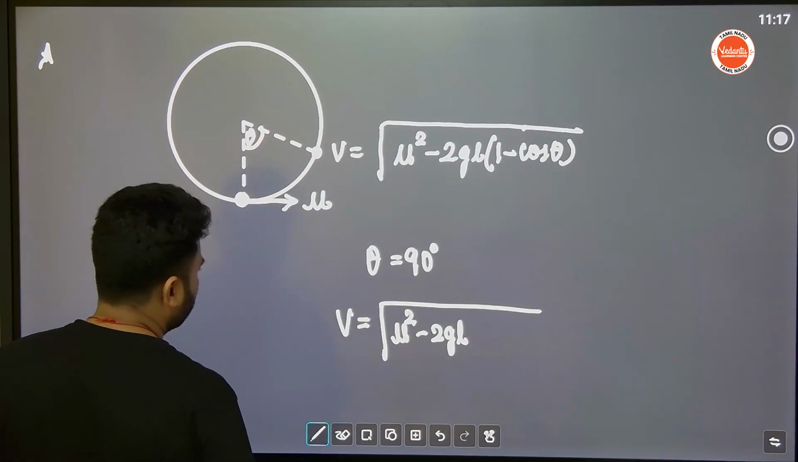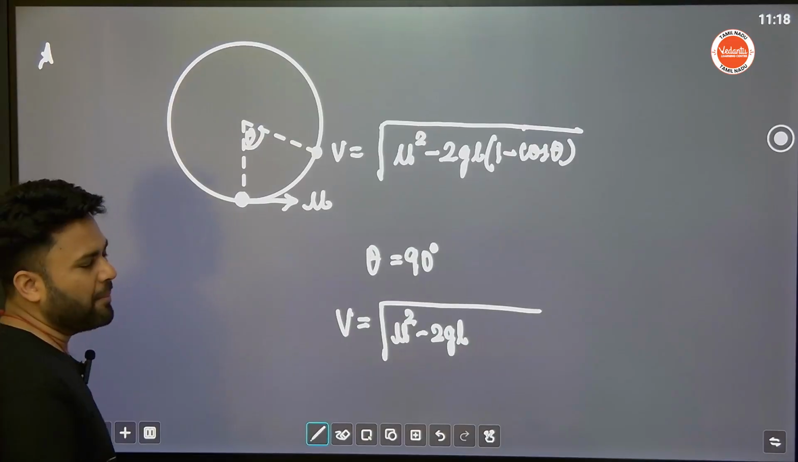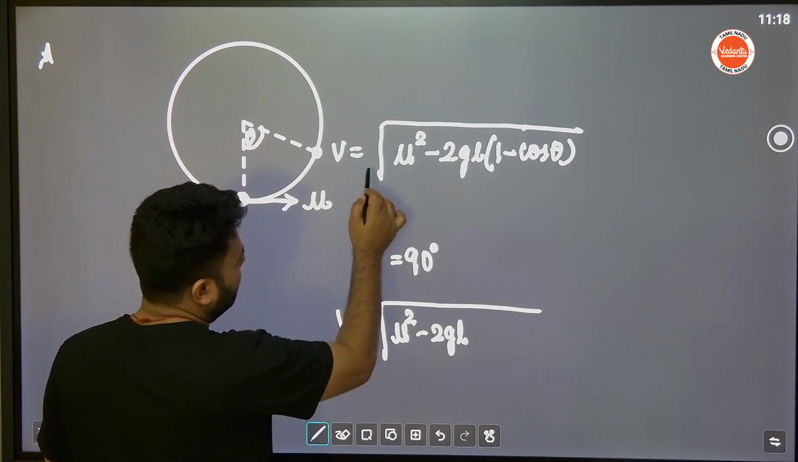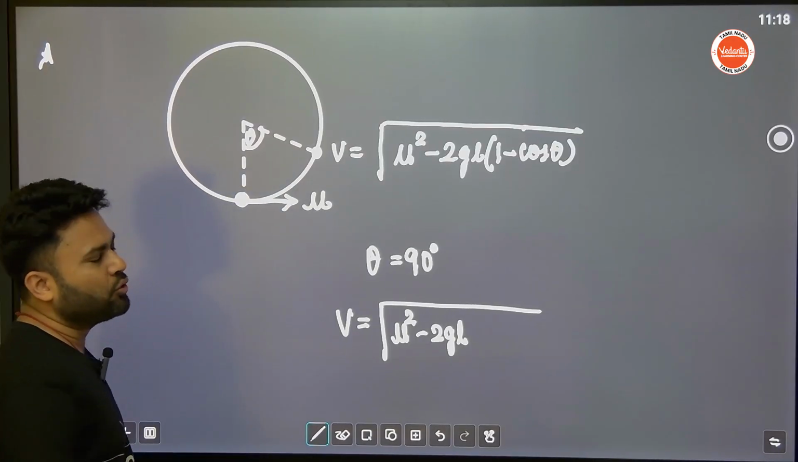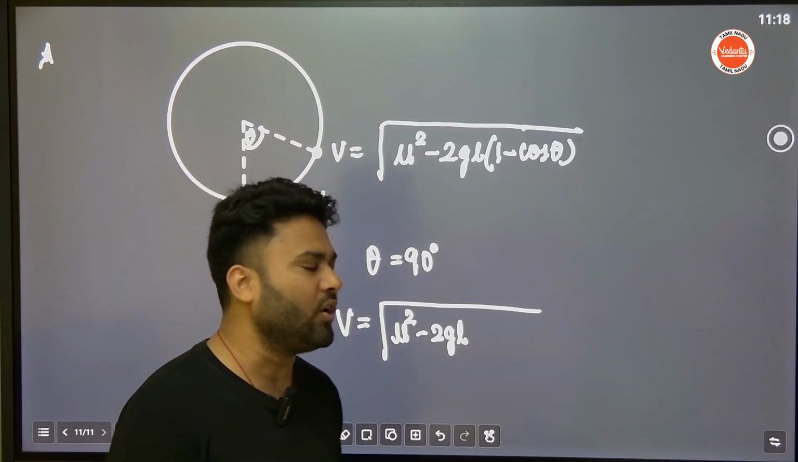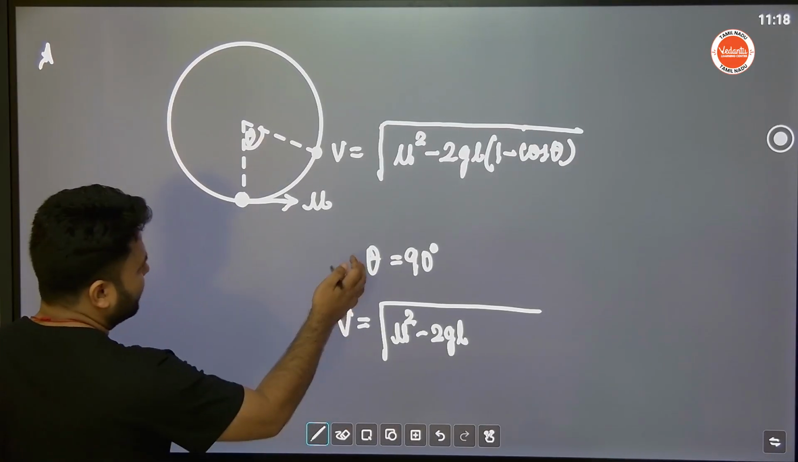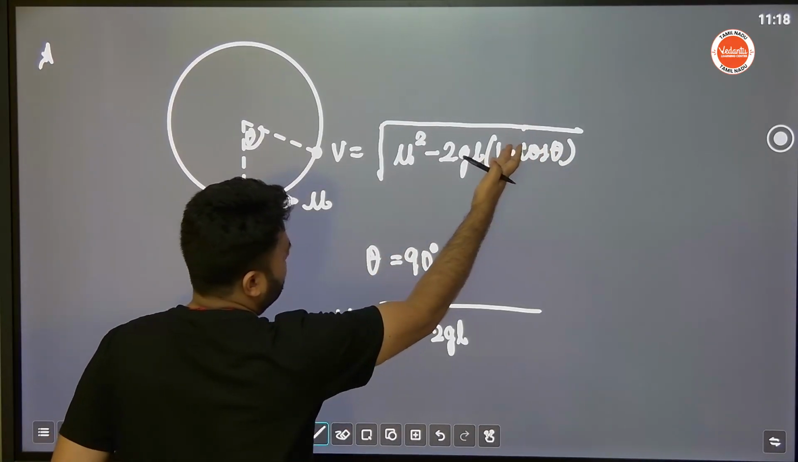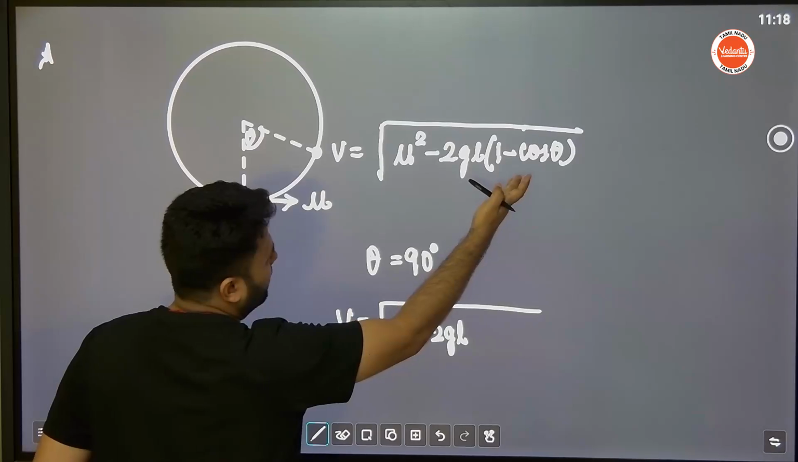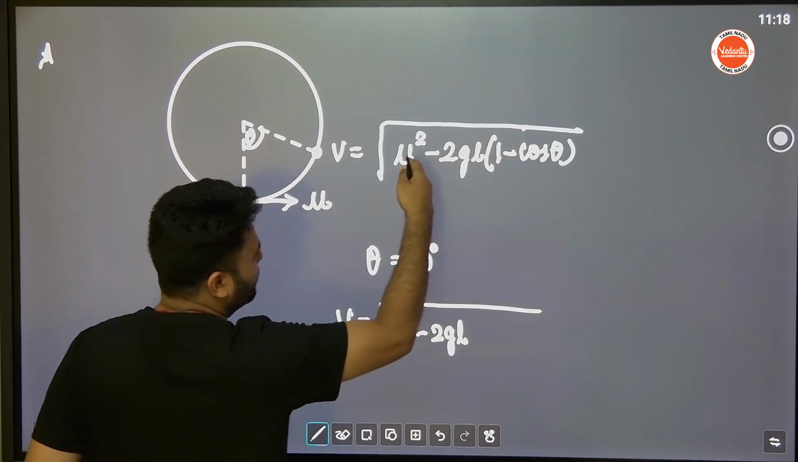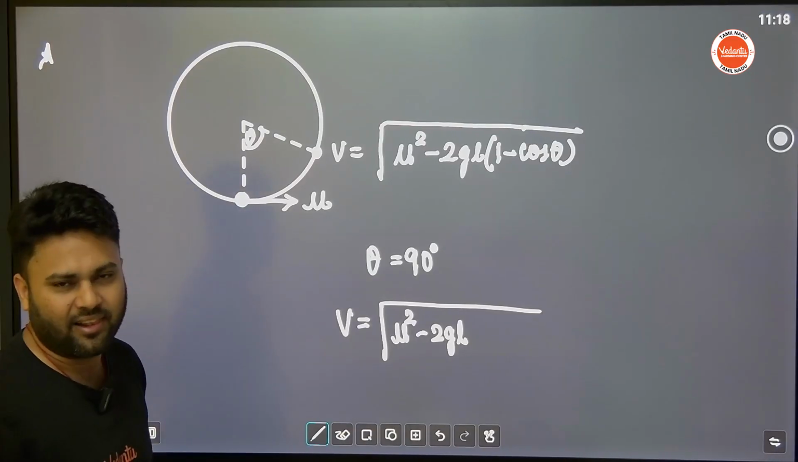Correct. So this you need to remember. The speed at any angle, v equals under root u square minus 2gl (1 minus cos theta). Okay. So if theta is 90, you put 90, cos 90 is 0, 1 minus 0 will be 1. So u square minus 2gl.